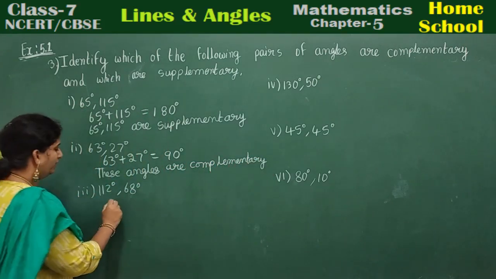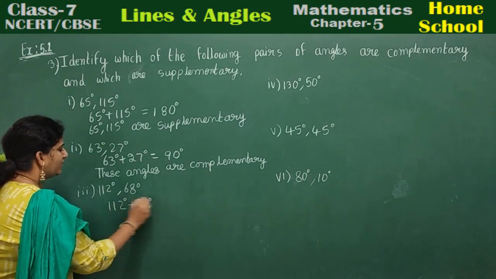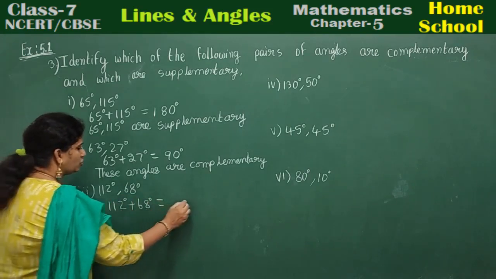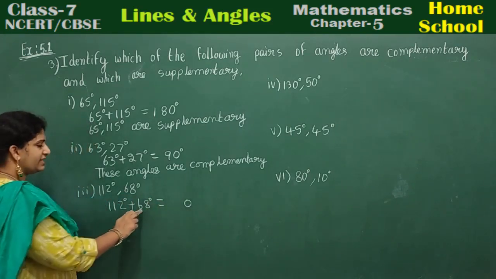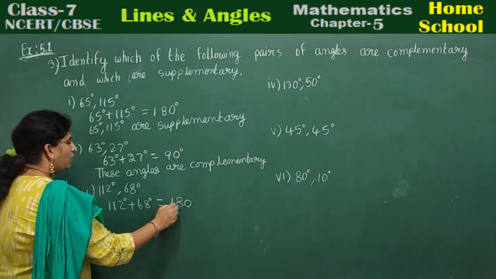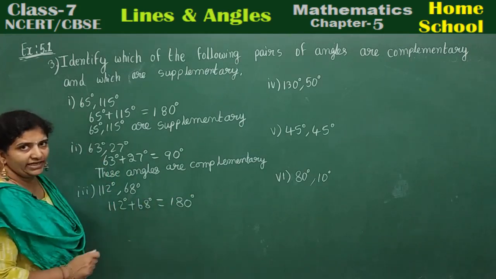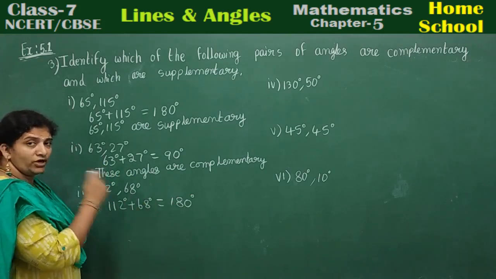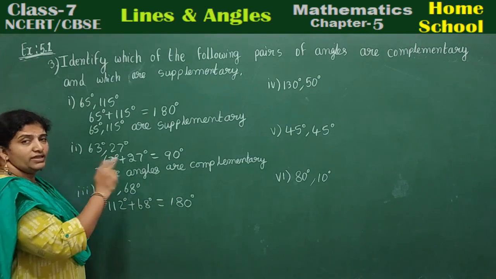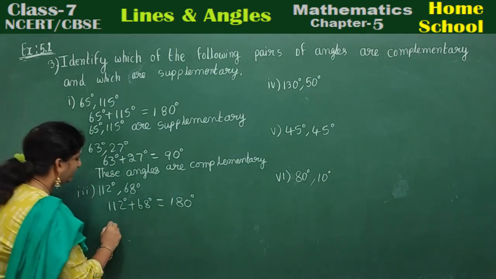See the third one. 112 plus 68 degrees. It will be 8 plus 2, 10. 6 plus 1, 7. 7 plus 1, 8. 1. 180 degrees. These two sum is how much? 180 degrees. If it is 180, then what can you say? Therefore, this pair of angles are supplementary.